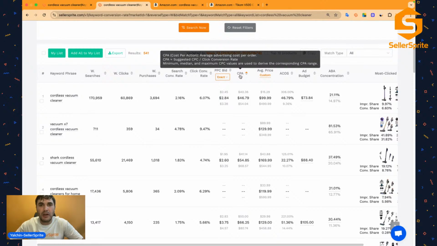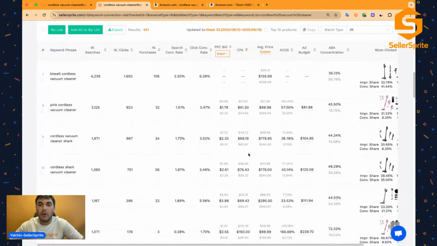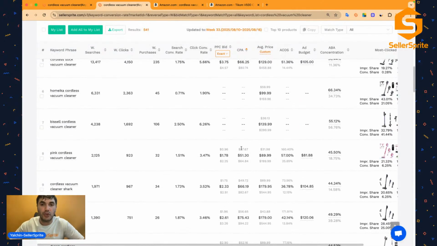What is this metric? Cost per acquisition, average advertising cost per order. So it says suggested CPC divided by click conversion rate. Minimum, medium, maximum CPC values are used to drive the corresponding CPA range. So after searching this product, customers roughly spent this money to purchase this product. This is the average, how much money they are spending after searching this product.